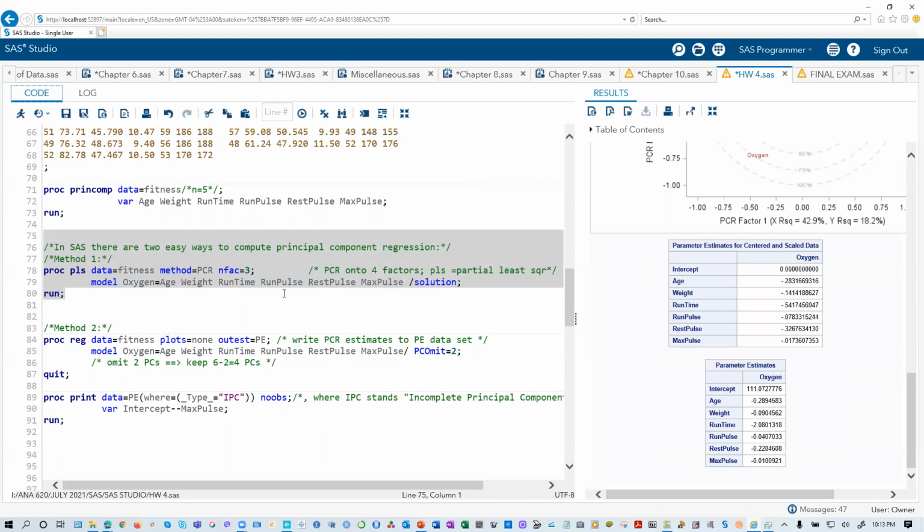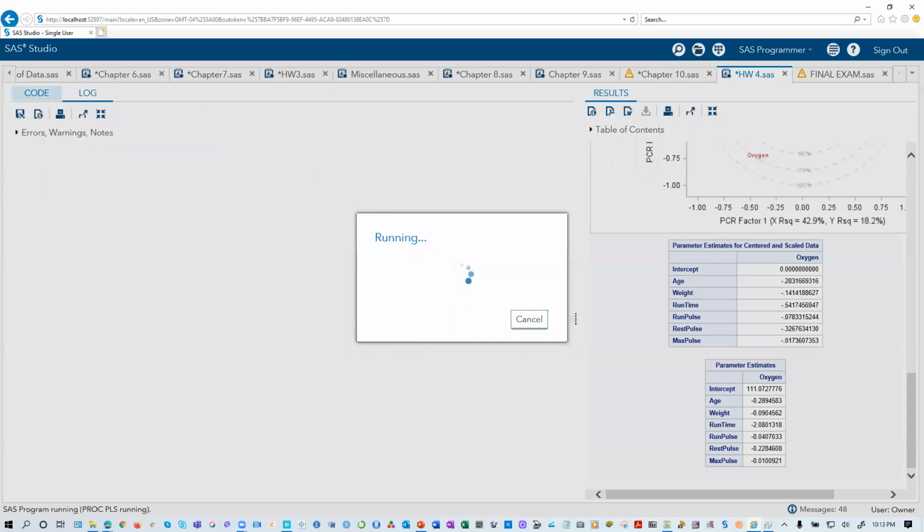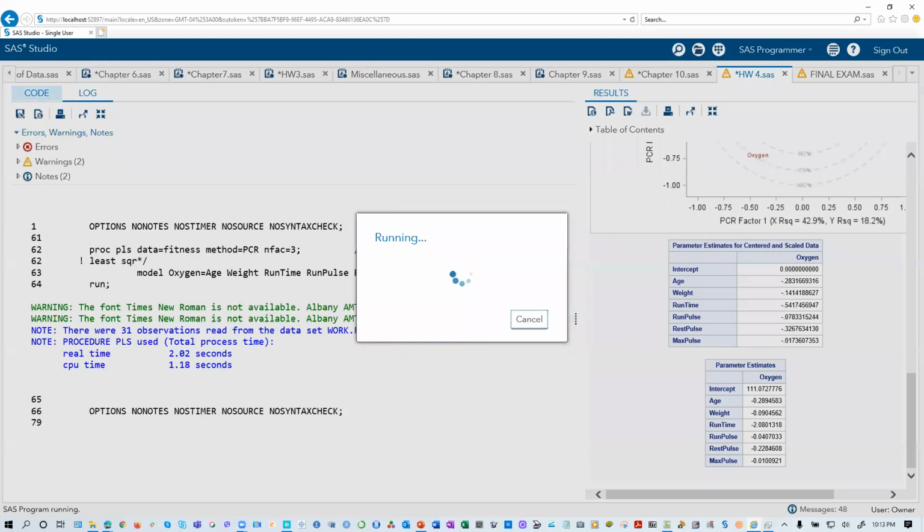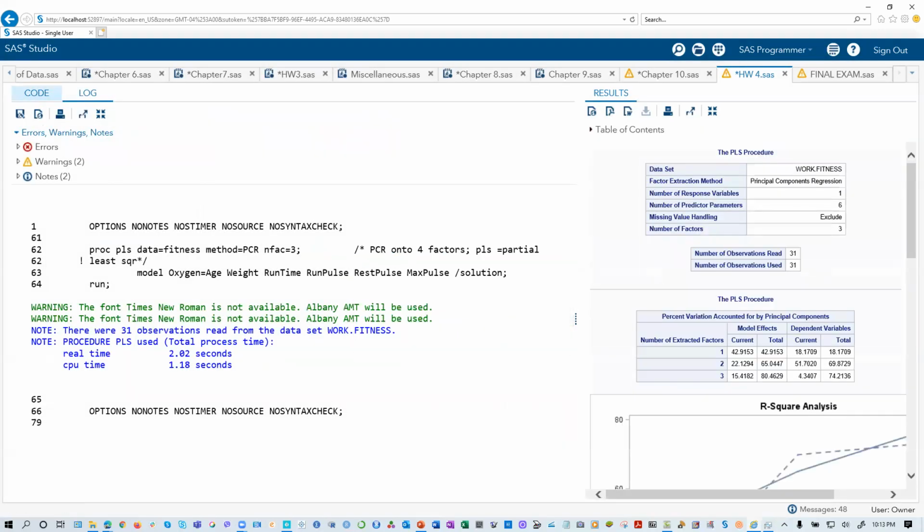In this method, they're gonna take into account, see here, you're gonna say number of factors. See here, number of factors. PCR method, principal component regression, number of factors. Okay, I'm gonna run this one more time. But they're gonna evaluate the estimates for the parameters. See? 1, 2, 3. See? Number of extracted factors.